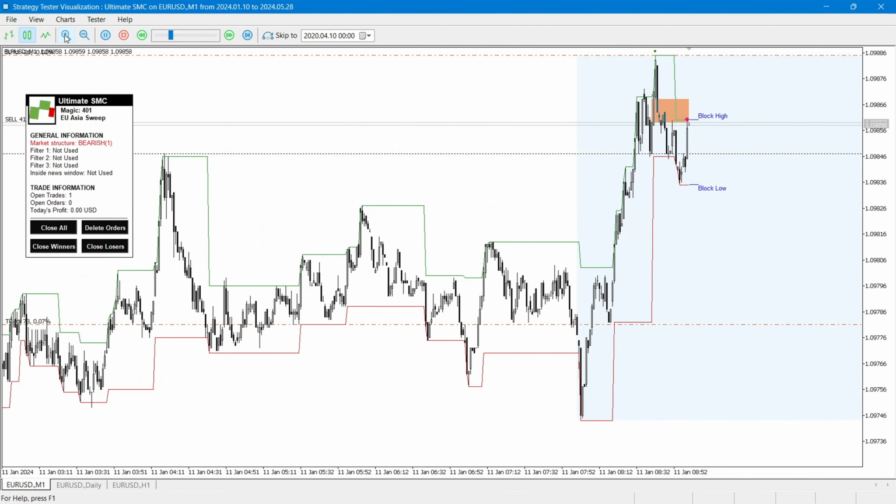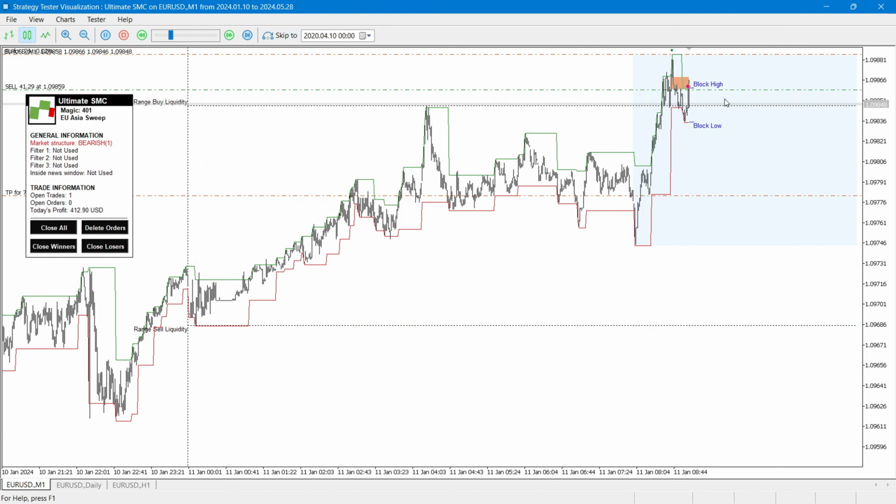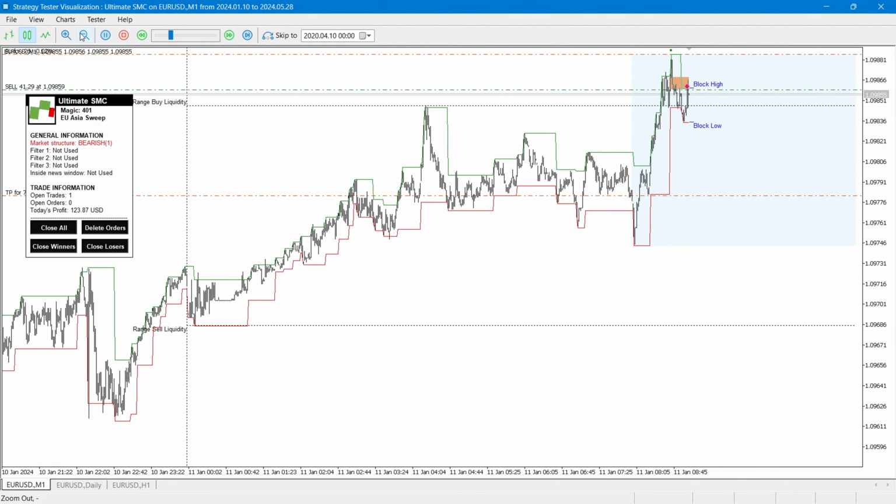I'm entering basically on an inverted fair value gap with a breaker confirmation. So here it's a sell limit. My stop loss is above the high and my take profit is 1, 2, 3 R to R. And basically that's it. It's a strategy that works, that I traded personally manually, and I'm applying it in this EA.